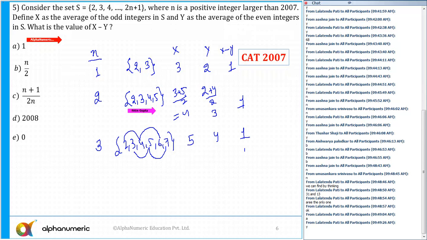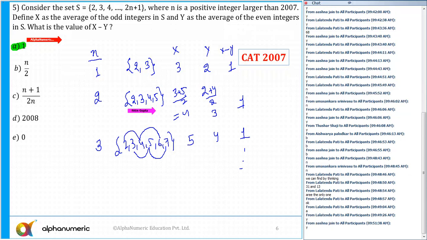So can you say you'll always get 1? So the answer is simply option A. This is how you should do it in the exam. Don't do anything else. Just take values at random and quickly you can do it. Is that clear? Can I move to the next question?